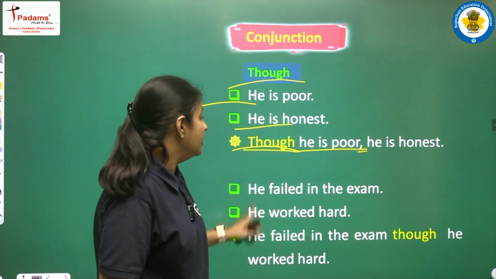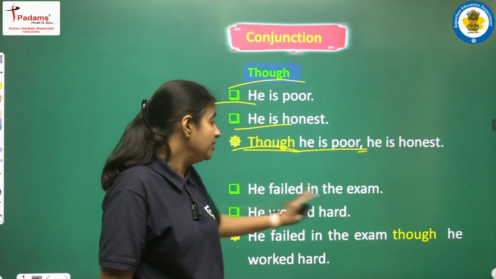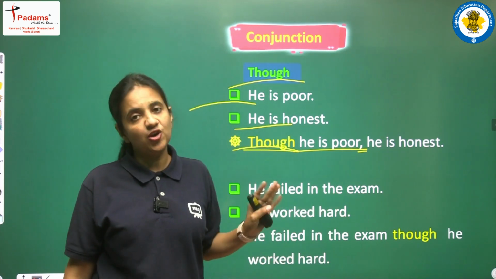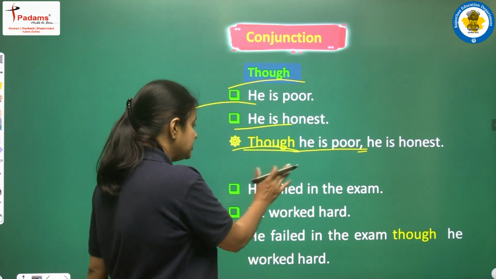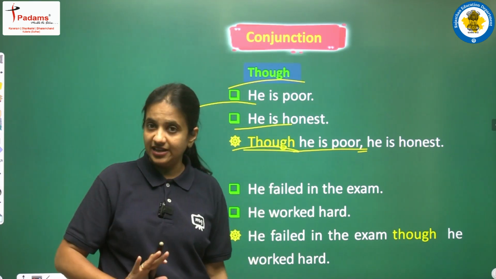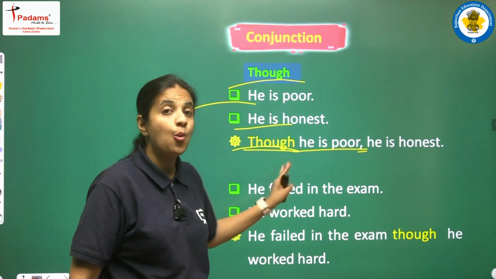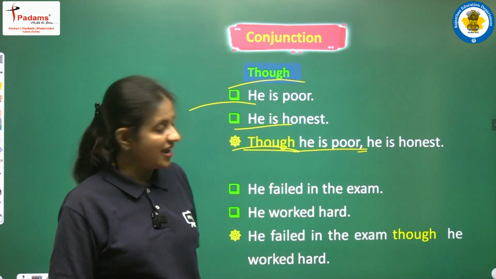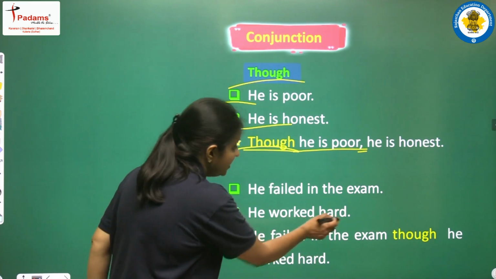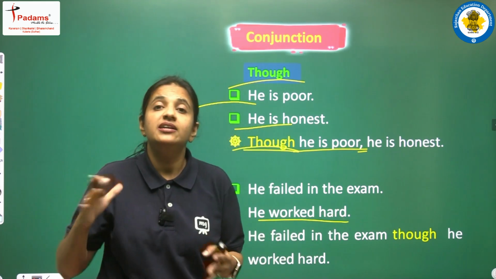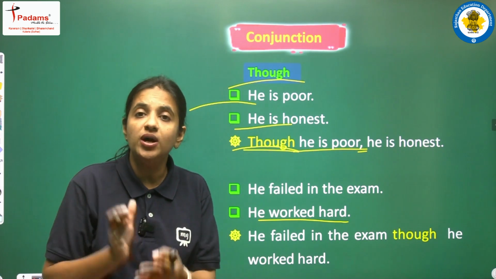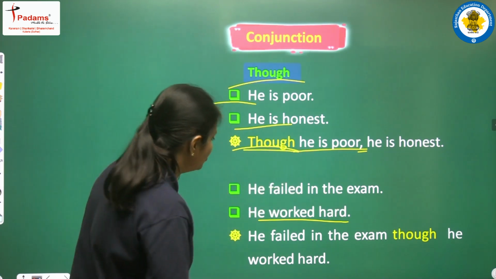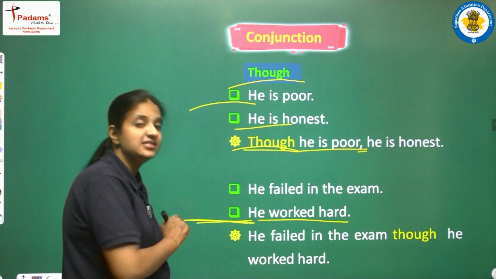One more example we are having here. So let's read. He failed in the exam. He worked hard. Again we are having two things and we are talking about one person. We are saying first of all that he failed in the exam. The second thing is he worked hard. So here what we are trying to say is that yes, he worked hard, but despite his hard work, still he failed in the exam. So here we have to use though in the beginning of the second sentence.